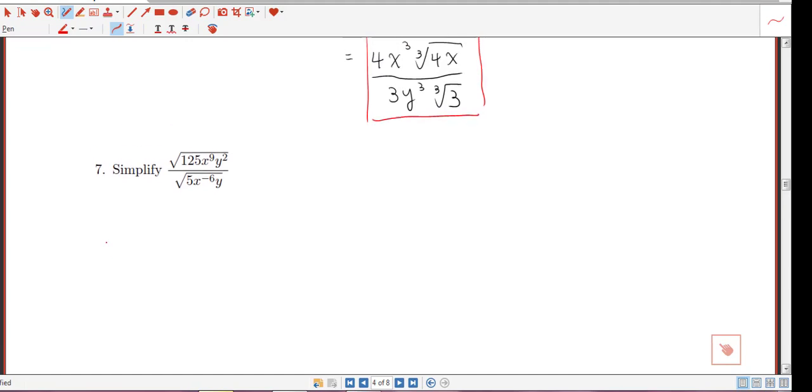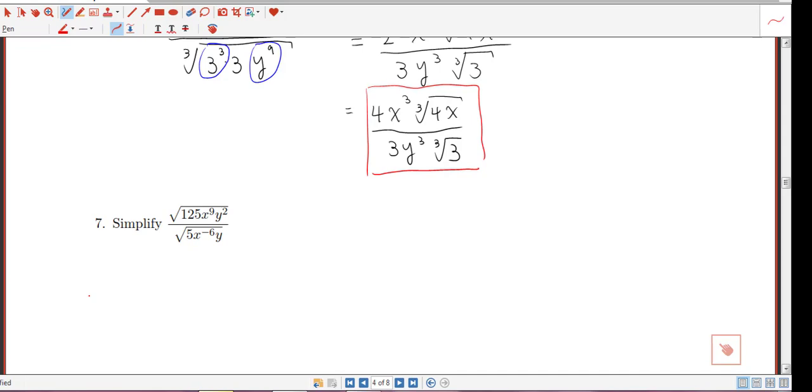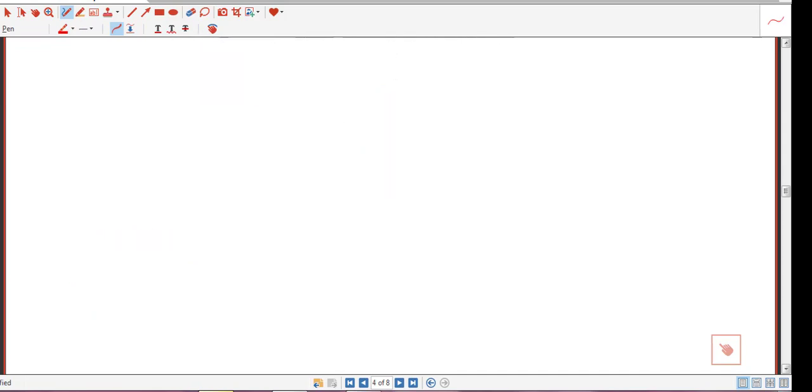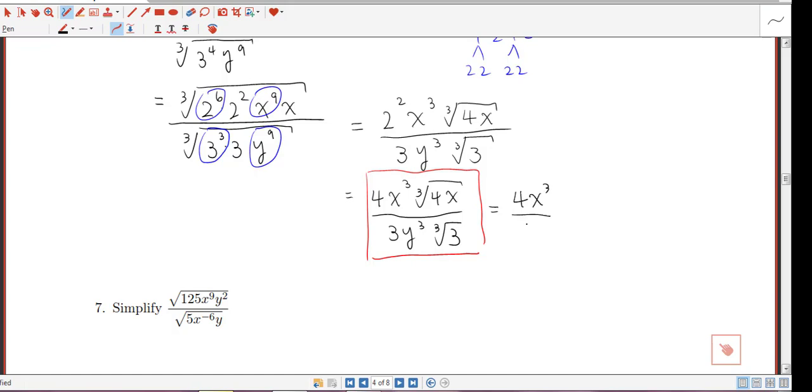Now, if you like, sorry, I'm going back to this problem right here. If you want to, I'll accept this for the answer, of course, but if you want to combine the cube roots together, you can rewrite this as 4x to the 3rd over 3y to the 3rd, and then you can just put everything into one radical if you like. The cube root of 4x over 3. They're both equivalent answers. So whichever you're comfortable with, just go with it.